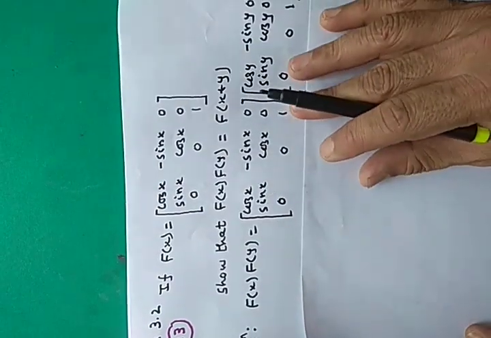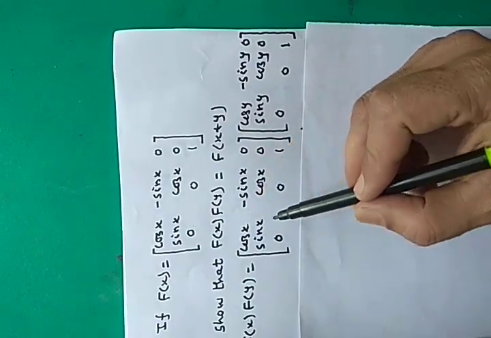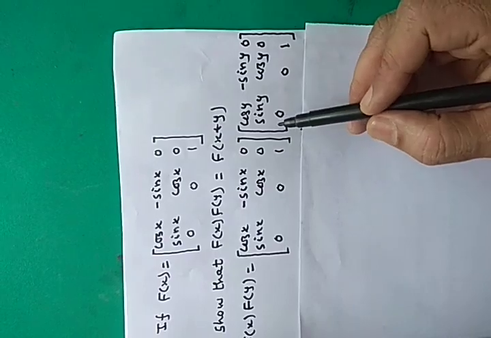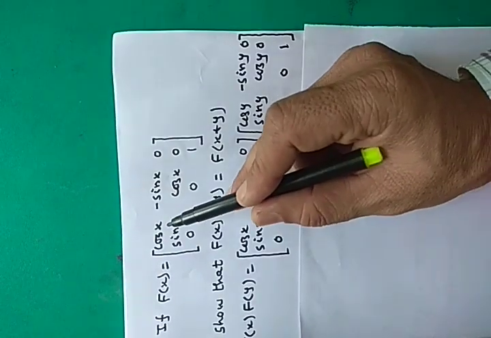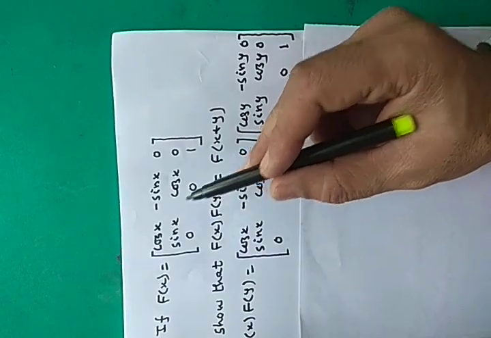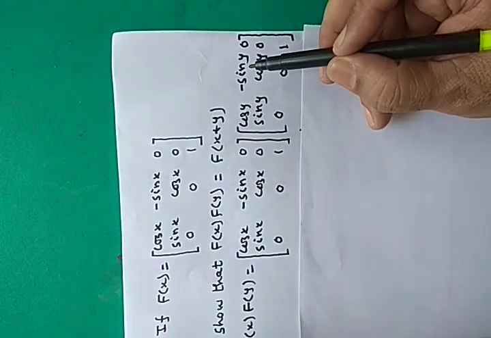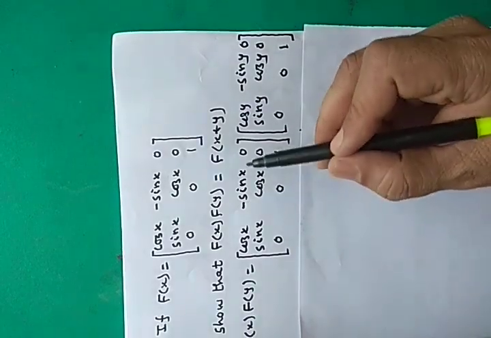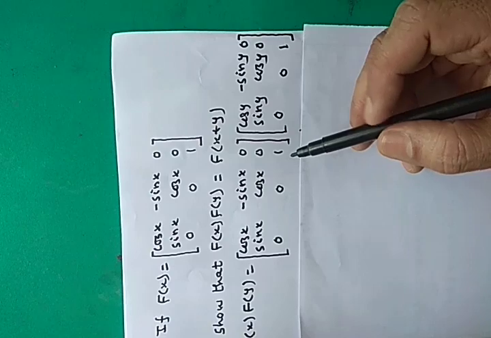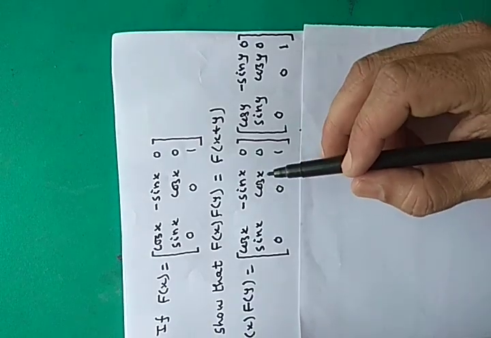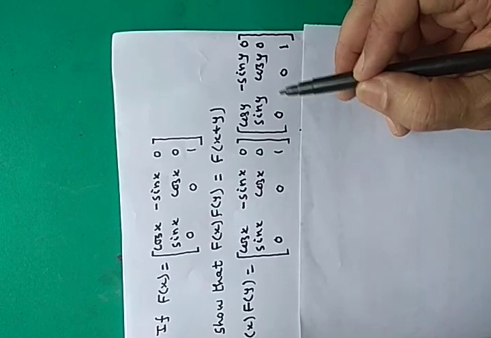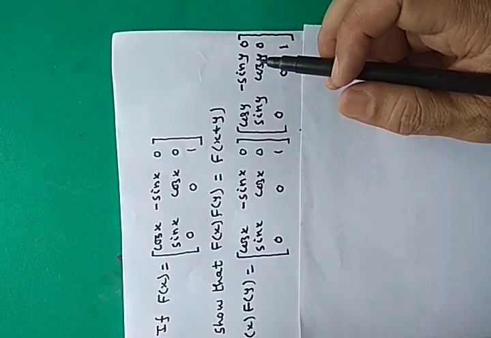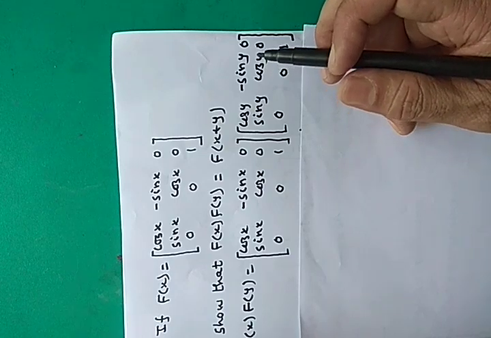f(x) into f(y). So this is f(x): cos x, minus sin x, 0; sin x, cos x, 0; 0, 0, 1. To find f(y), we have to replace x by y. When you replace x by y, what will you get? Cos y, minus sin y, 0; sin y, cos y, 0; 0, 0, 1. Now you have to multiply these two matrices. What is the order of this matrix? Its order is 3 cross 3. So when you multiply these two matrices, the order of their product will be 3 cross 3 only.